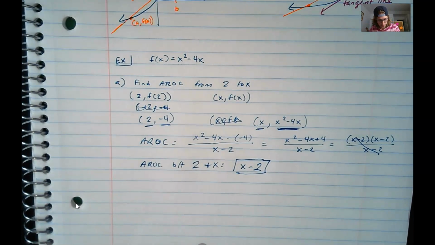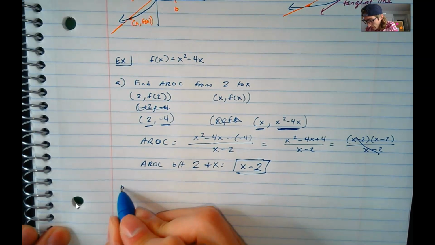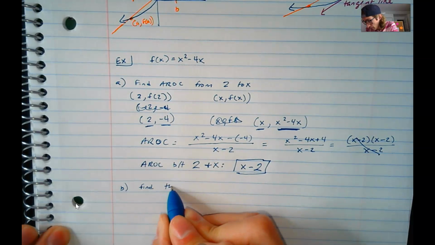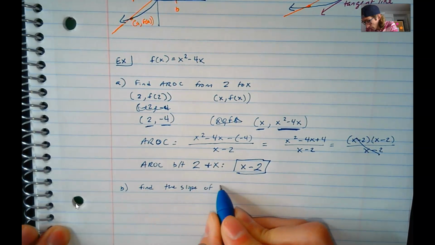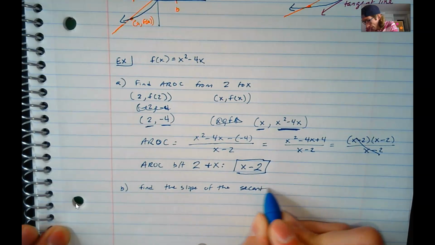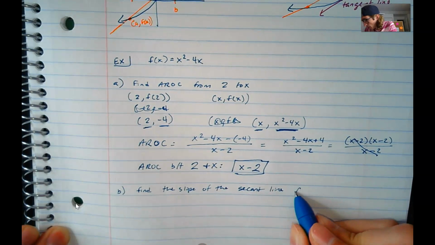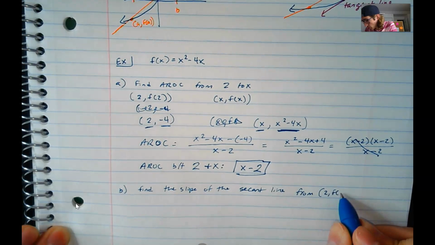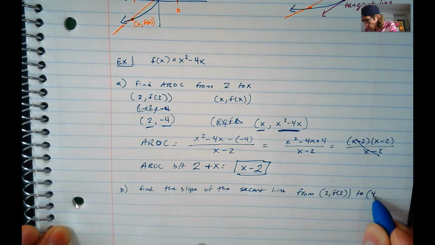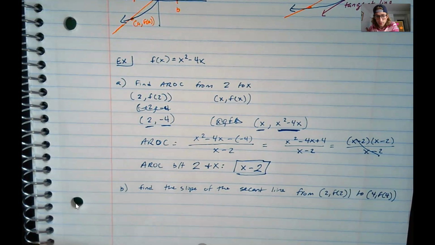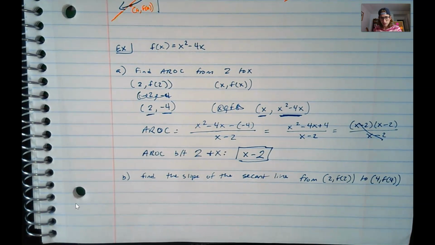All right, let's do one more. Let's find the slope of the secant line from 2, f of 2, to 4, f of 4. Now, I think this is something that should feel a little familiar. I'd love for you to pause, try this yourself, and then come back for the answer. So I'm actually going to pause. I'm going to write my answer. You do the same. Come back when you're ready.